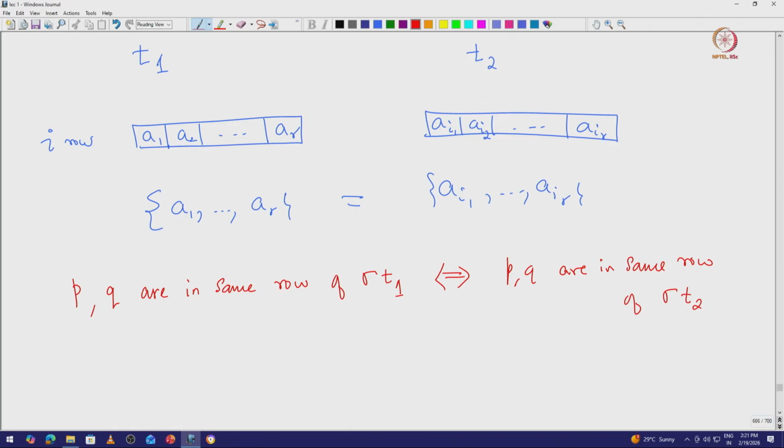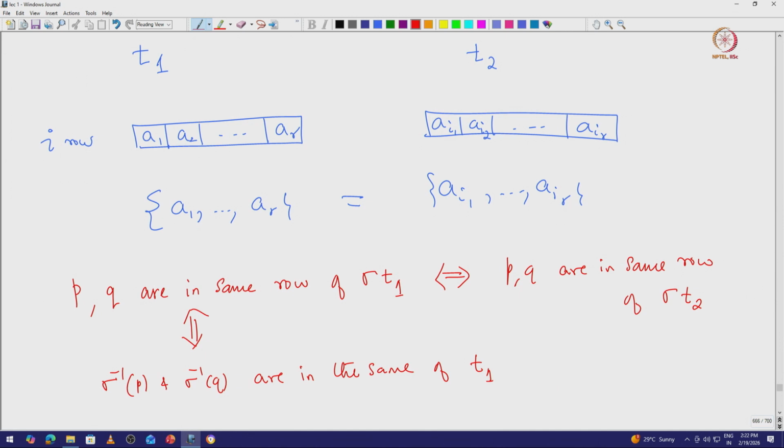So, this is what we need to prove. It is easy to see that P, Q are in the same row of sigma T1 if and only if, applying sigma inverse, sigma inverse of P and sigma inverse of Q are in the same row of T1, because sigma is just applied on each entry of the tableau.